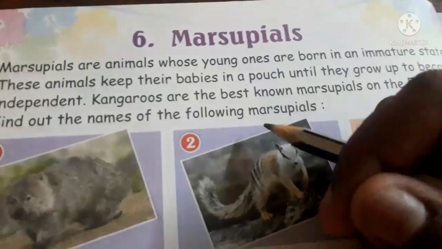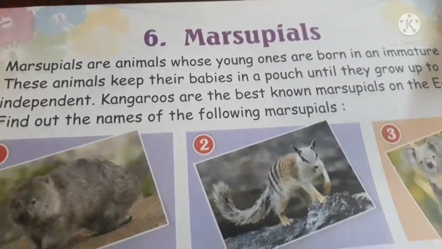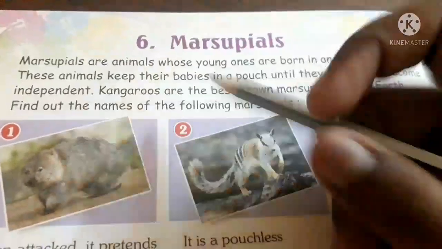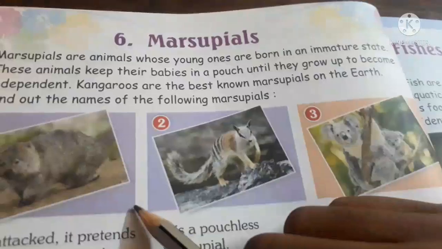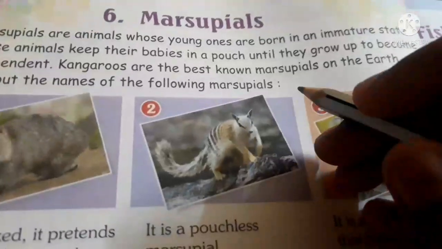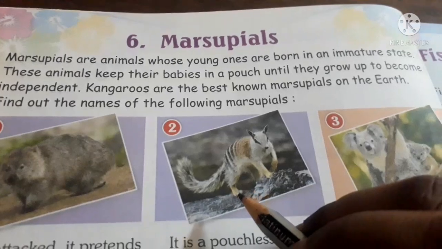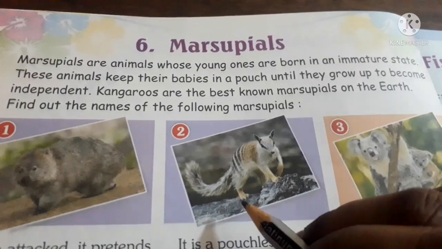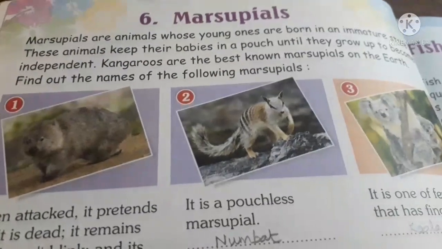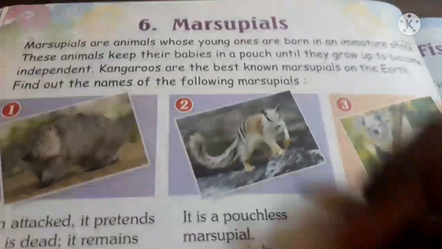Okay, we can say it is somewhat looking like rats. See, marsupials are animals whose young ones are born in an immature state. These animals keep their babies in a pouch until they grow up to become independent. Kangaroos are the best known marsupials on the earth. You know kangaroo, right? They keep their baby in their pouch near their stomach, and the babies will grow in the pouch till they reach a certain height.